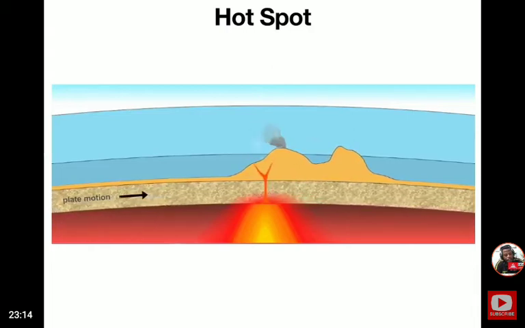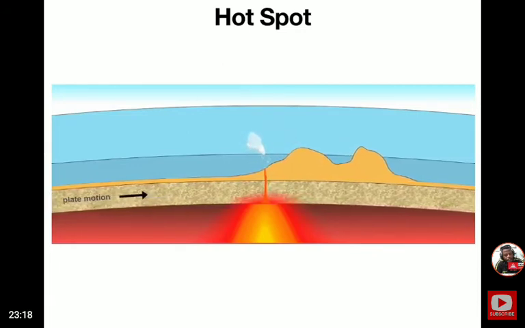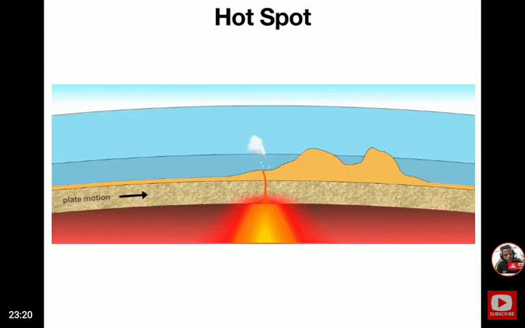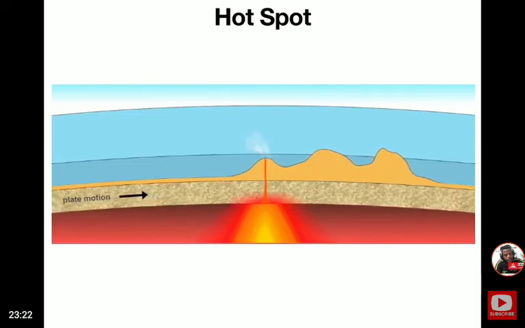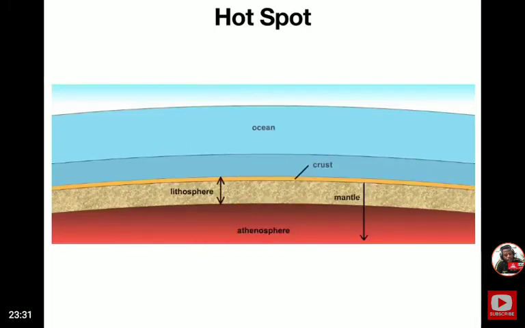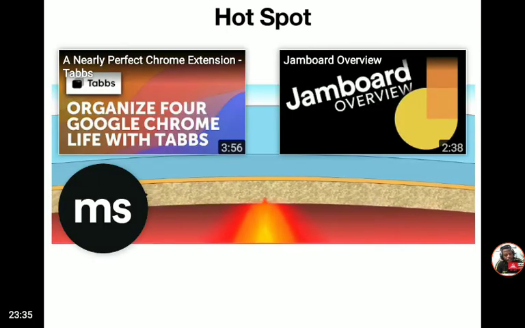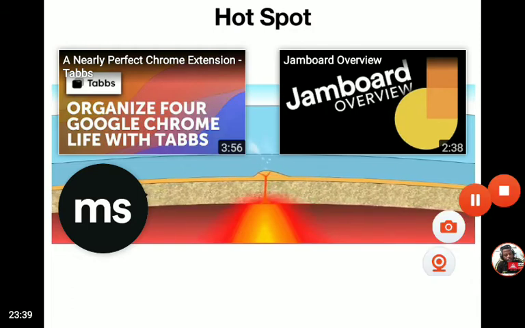And so what you end up with is this chain of islands, if it's happening in the ocean, with one active volcano over the hotspot, and then a chain of extinct or dormant, not active volcanoes extending away from it. And what's cool about this is if you look at where the extinct volcanoes are, they tell you the direction that the plate is moving. So that's pretty much in a nutshell the content that we need to know about for this chapter.